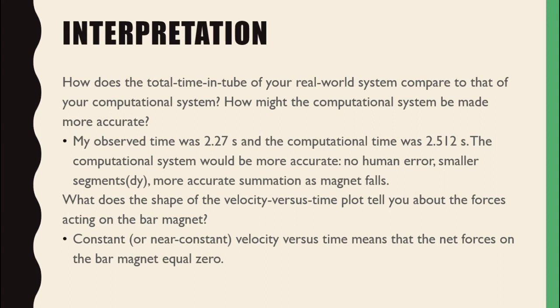And what does the shape of the velocity versus time plot tell us about the forces acting on the bar magnet? So we know that constant or near constant velocity in the velocity versus time plot means that the net force on the bar magnet should be equal to 0.